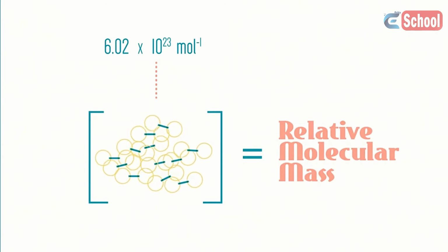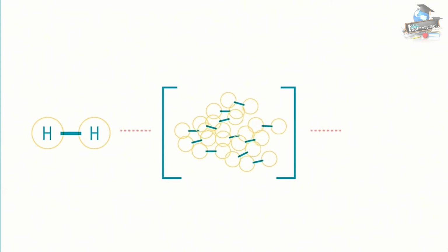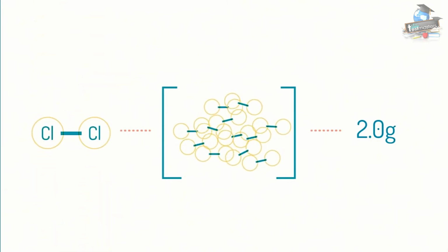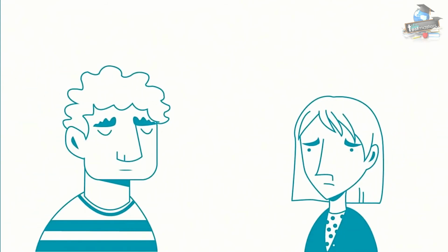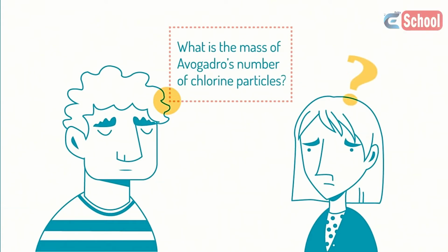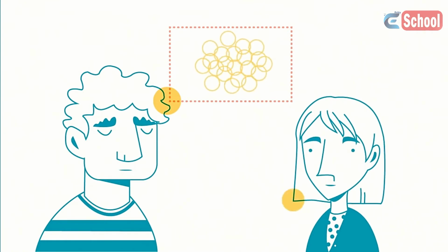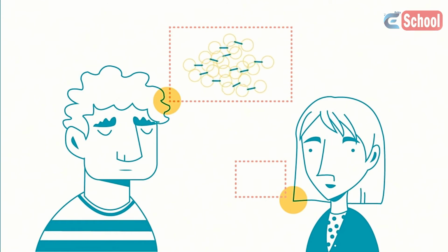in grams. So, for example, the mass of Avogadro's number of hydrogen molecules, or H2, is 2 grams, and the mass of Avogadro's number of chlorine molecules, Cl2, is 71 grams. If someone asks you, what is the mass of Avogadro's number of chlorine particles, it is impossible to answer the question without the person going into more detail. If by chlorine particles they mean chlorine atoms, the answer is 35.5 grams. If, however, by chlorine particles they mean chlorine molecules, the answer is 71 grams.